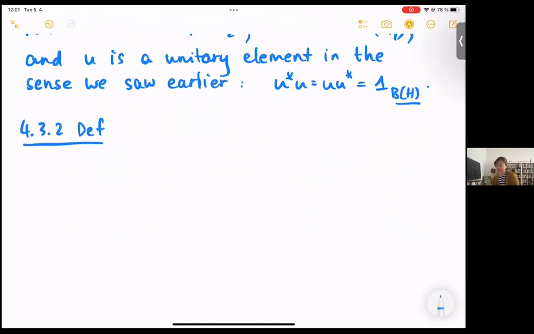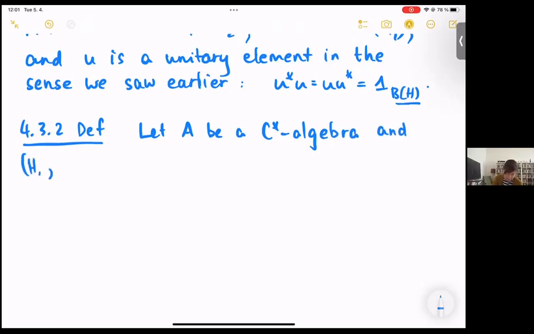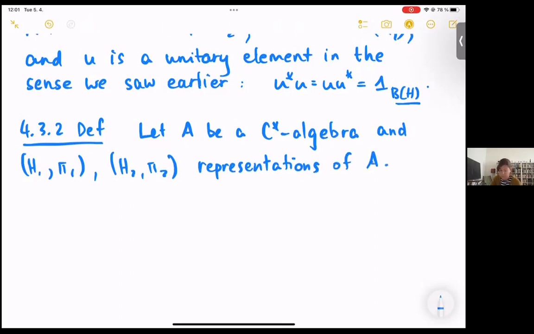Okay, so definition. Let A be a C-star algebra, and we're going to take two representations of A. And we say that they're unitarily equivalent.